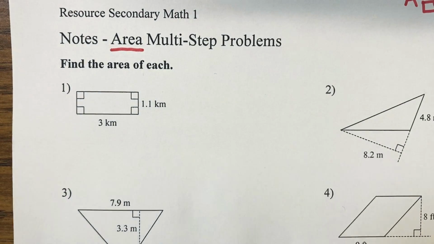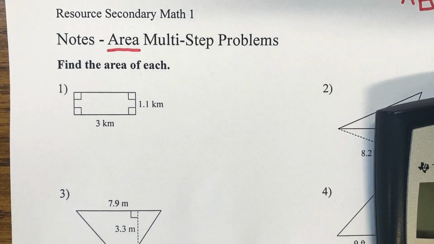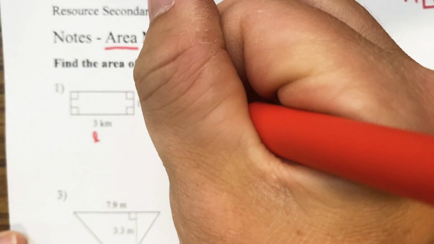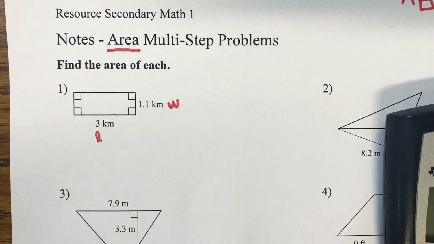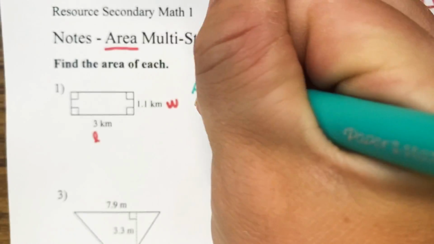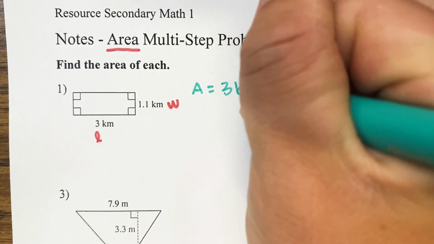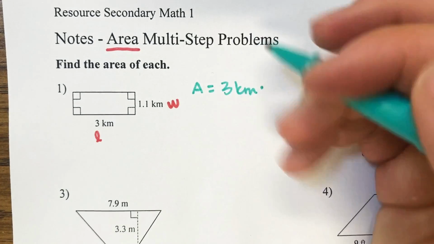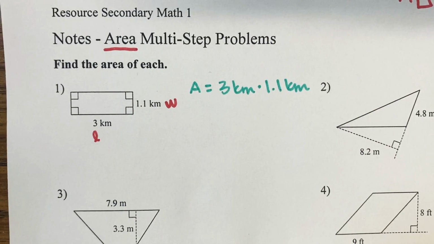Okay, so number 1, we have a rectangle. So first thing we need to do is identify our length and our width. So I'm going to do my length is 3, and my width is 1.1. So that means I'm going to calculate this. My area of this shape is going to be length, 3 kilometers, multiplied by my width, 1.1 kilometers.